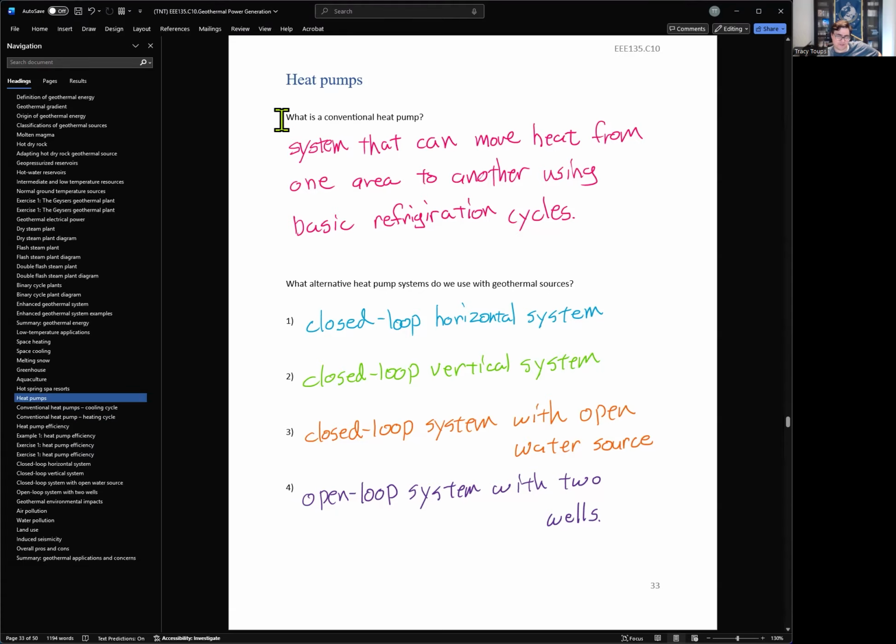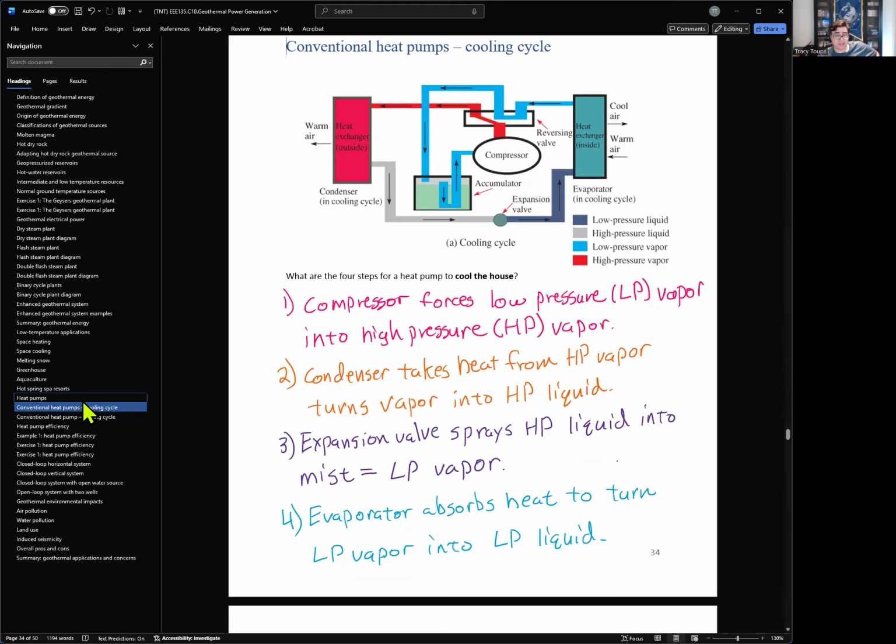So we'll go through each one of these. First, we're going to mainly focus on the conventional heat pump because this is by far the most complicated one. This is also the most common one because a lot of houses, especially fancier houses now, are going to have a heat pump in their house. So you'll probably see one and then you might have to know something whenever it breaks down.